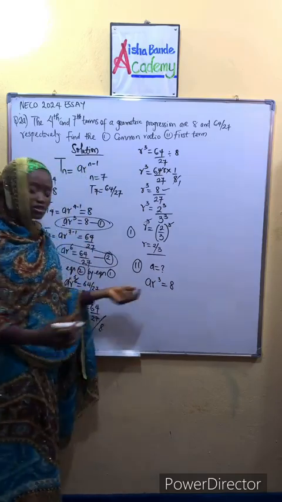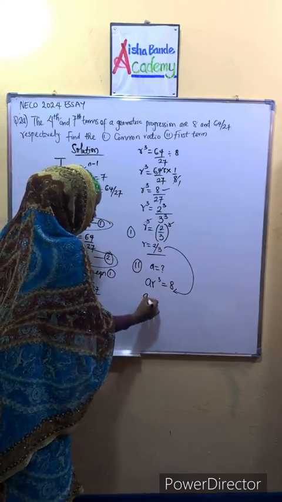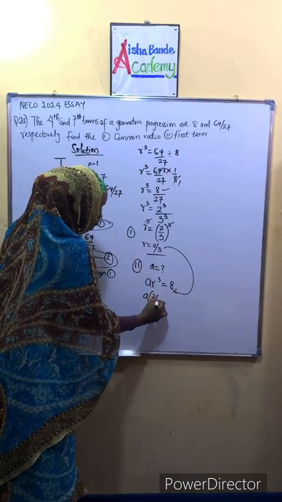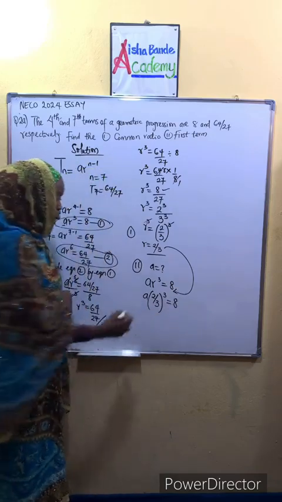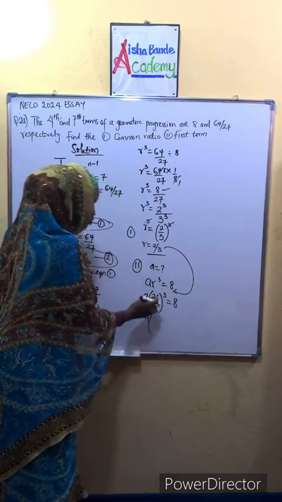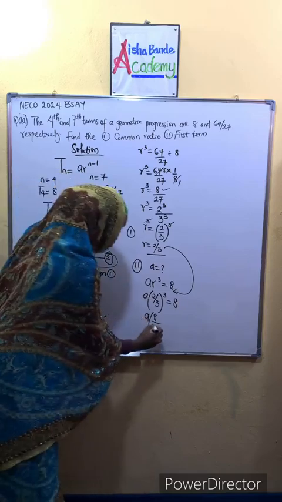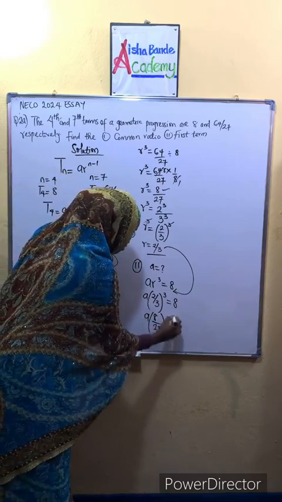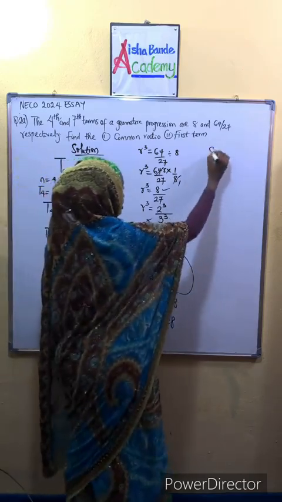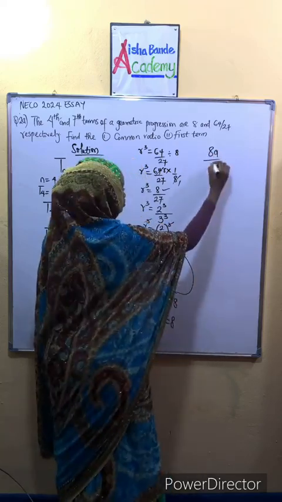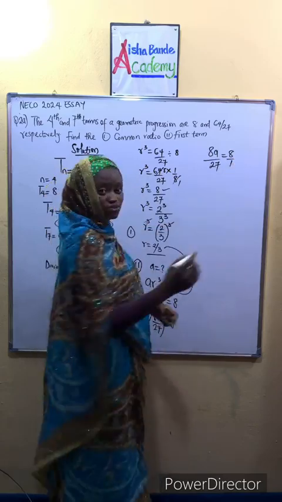So all we need to do at this point now is substituting the value of r into this equation. So this becomes a open bracket r, which is 2 over 3, raised to the power of 3 is equal to 8. So simplifying this, we have a open bracket 2 to the power of 3 is 8 over 3 to the power of 3 is 27, close bracket, equals to 8. So we'll simplify this. This is a times 8 here is going to give us 8a over 27 is equals to 8. So this is the same as saying 8 over 1, right?